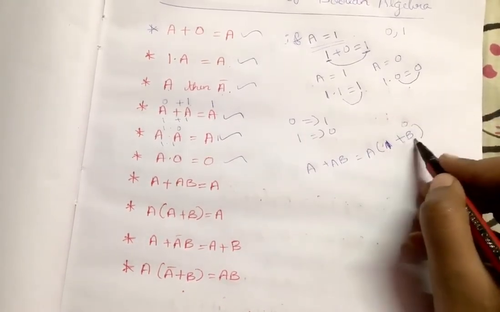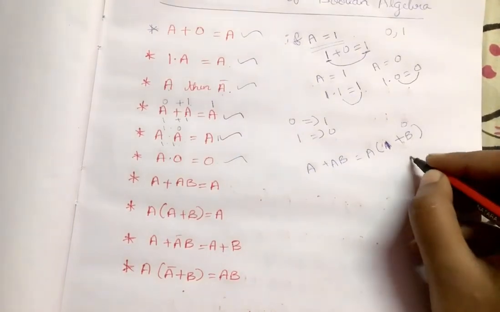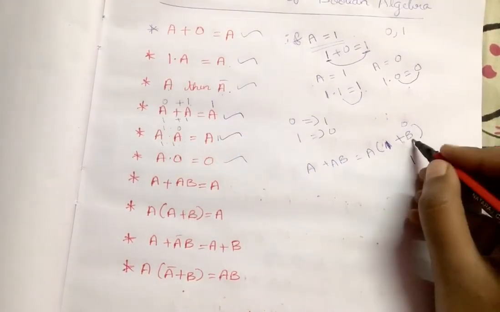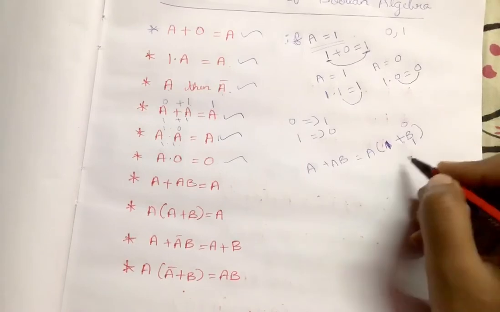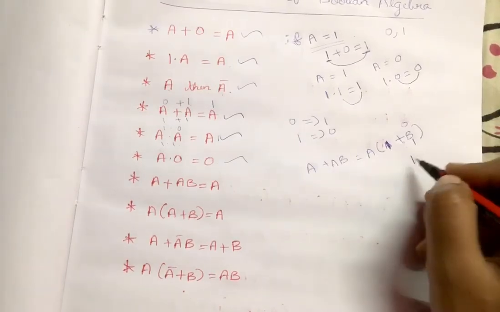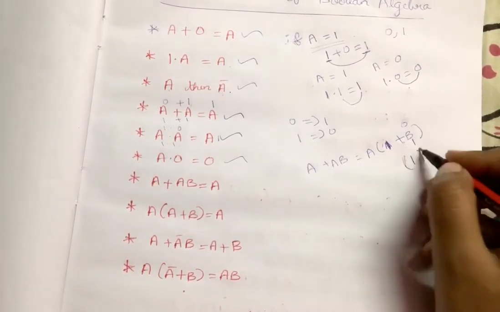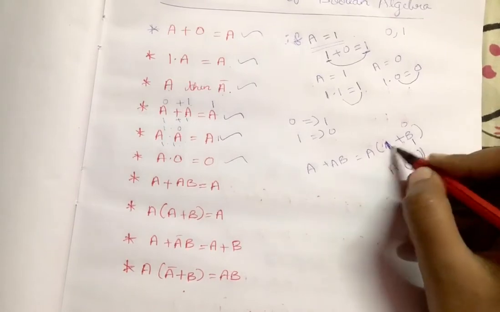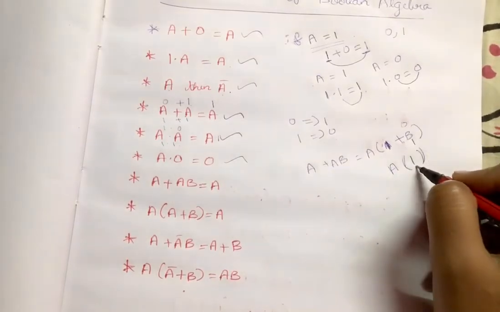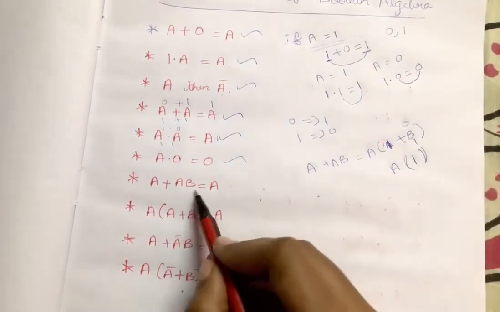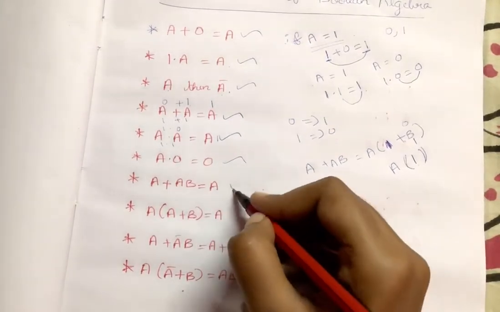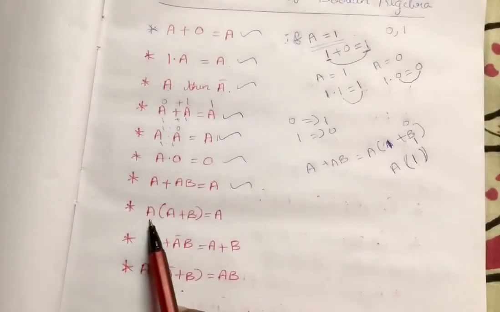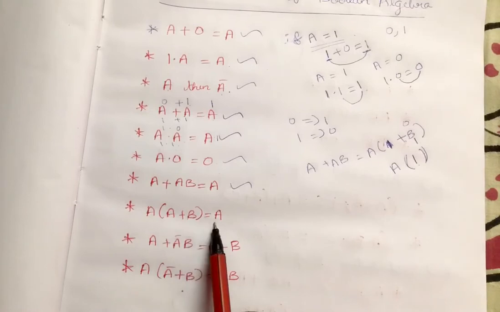Now if I do this operation, what will I get? 1. Suppose I assign the B value as 1, what will I get? 1 plus 1 will be 1 only. So whatever you do with this 1 plus B, you will get the output as 1 only. So this condition is satisfied. Next is A plus B is equal to A. Same thing we have done here, so that same property is also satisfied.